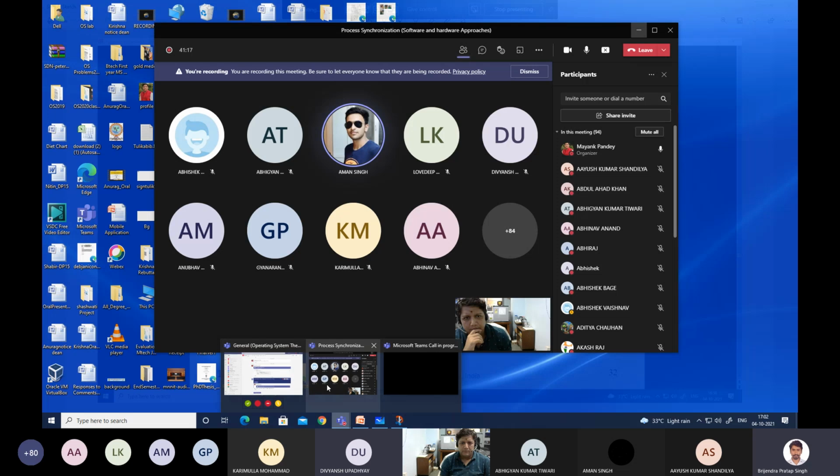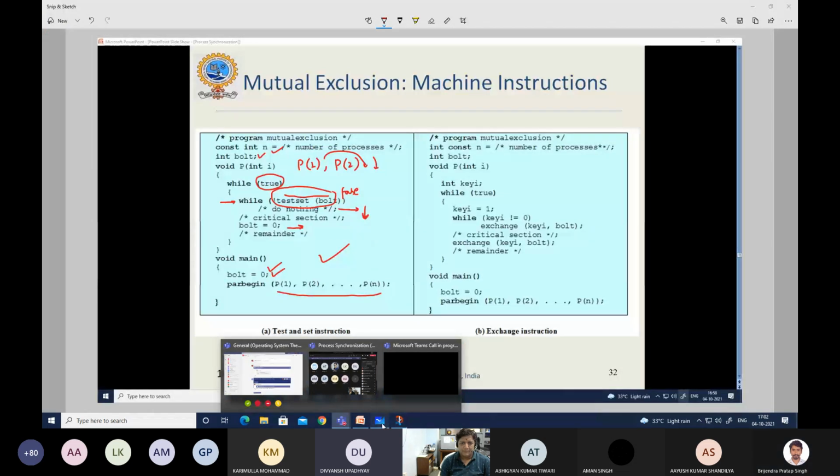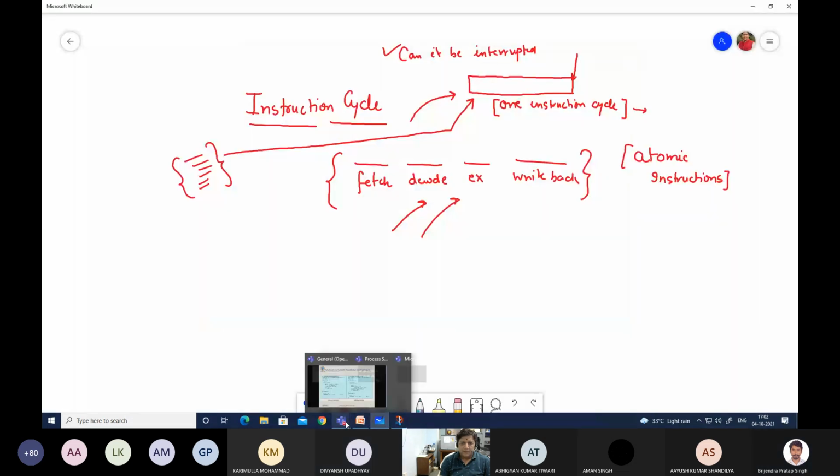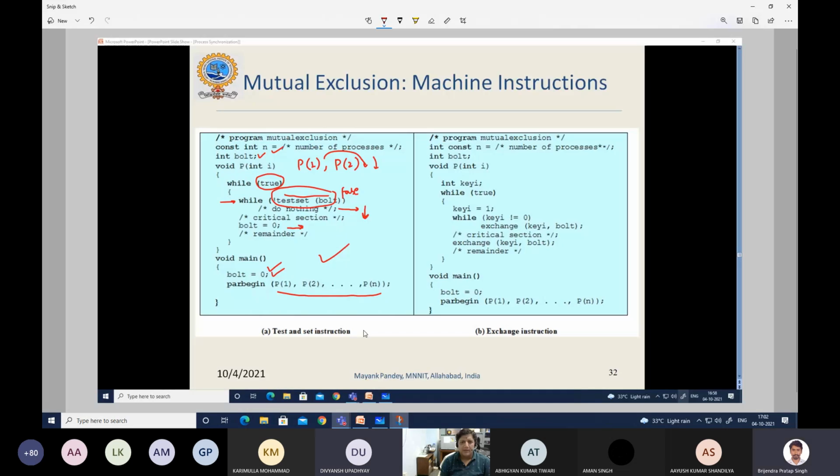So isn't it the same as the first solution we discussed? Why? There we also had that one turn variable, right? And with that we were using it for the mutual exclusion. Just check, can P0 run again or not? P0 is also in the race. Once P0 is completed, bolt is 0 again. If P0 is scheduled again, P0 can run. Yes or no?